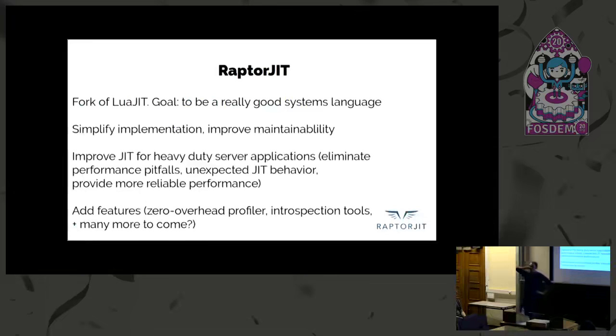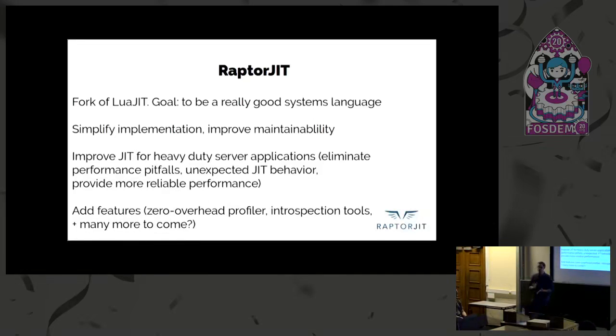So, RaptorJIT is a fork of LuaJIT, and its goal is to be a really good systems programming language. With RaptorJIT, we want to do a couple of things. First, we want to simplify the implementation and improve maintainability. We also want to improve the compiler for heavy-duty server applications specifically. So we have a very narrow use case. We want to write systems applications, like we're systems hackers, and we want to create a systems language. And we have a more narrow set of optimization targets, and we think that we can improve the compiler even more by targeting this narrowed use case.